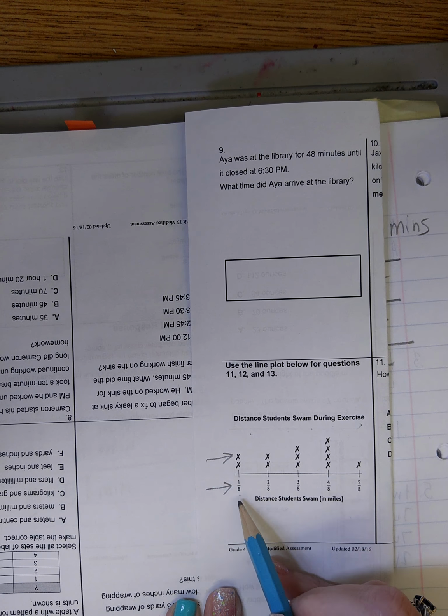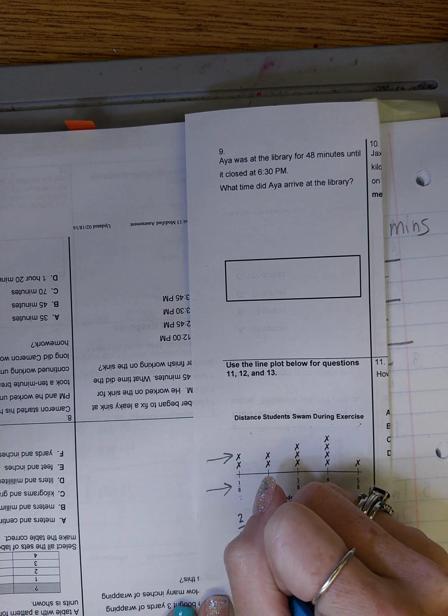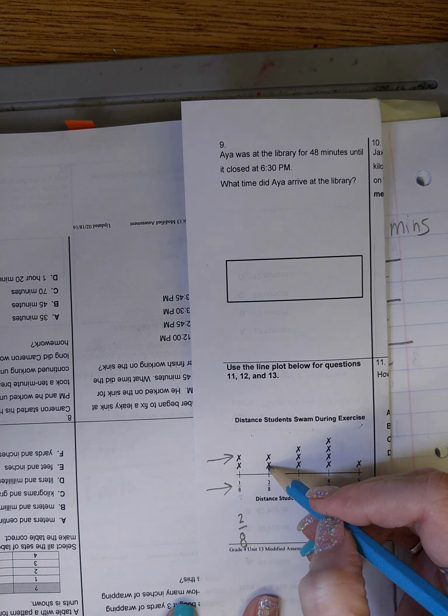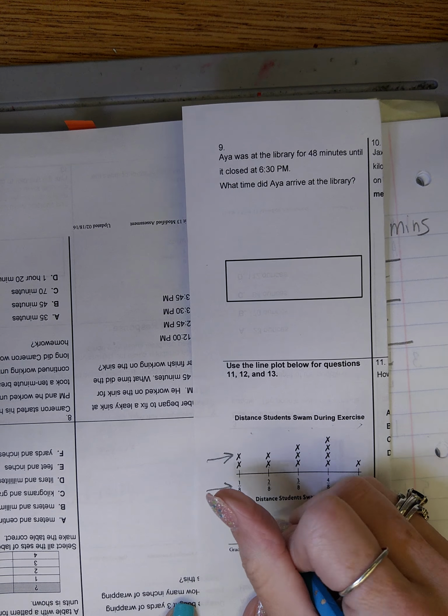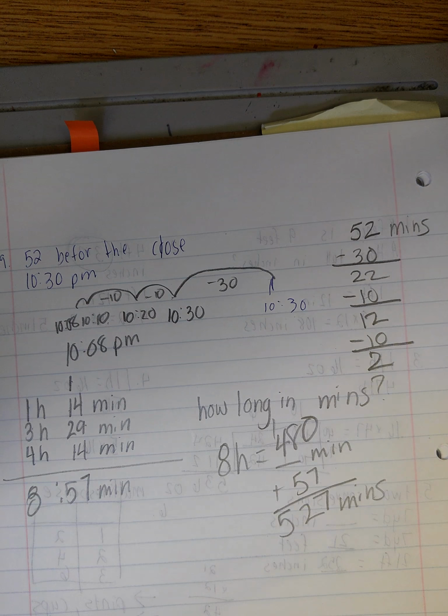So there were 2 students that did 1/8. That equals 2/8, okay? Because 1/8 plus 1/8 is 2/8. Here we have 2 students did 2/8. 2/8 plus 2/8 is 4/8. So that's how this data information works.